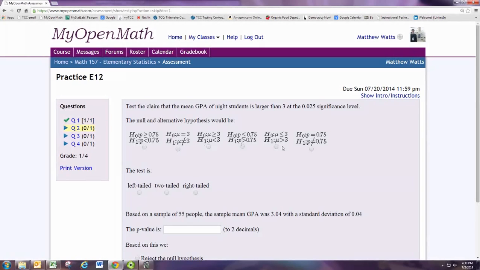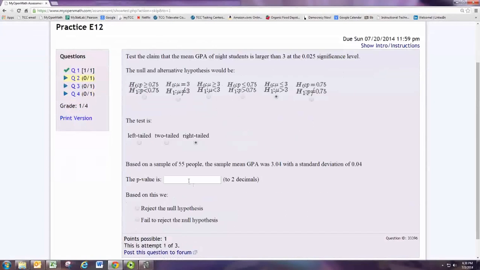They all feature the number 3, which is mentioned, but the only one that goes along with the statement larger than 3 would be answer choice 5, where the alternative hypothesis is mean greater than 3. The direction of that inequality sign points to the right, so this is a right-tailed test. To calculate the p-value, we use technology.